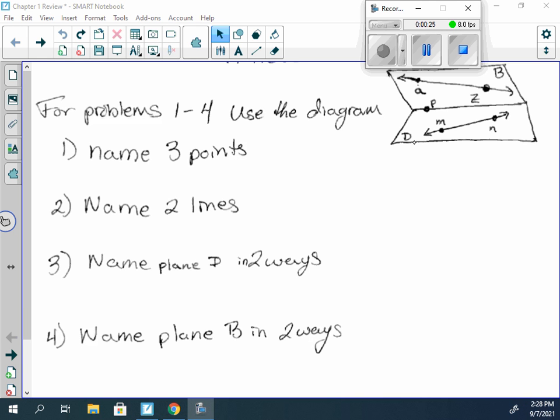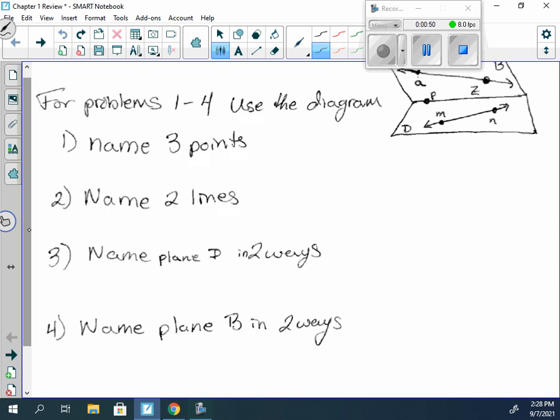Naming 3 points, naming 2 lines, naming plane D in 2 ways, or naming plane B in 2 ways? Questions on 1 through 4. Any questions on 1 through 4? Name 3 points. So are we good with naming 3 points, naming 2 lines?